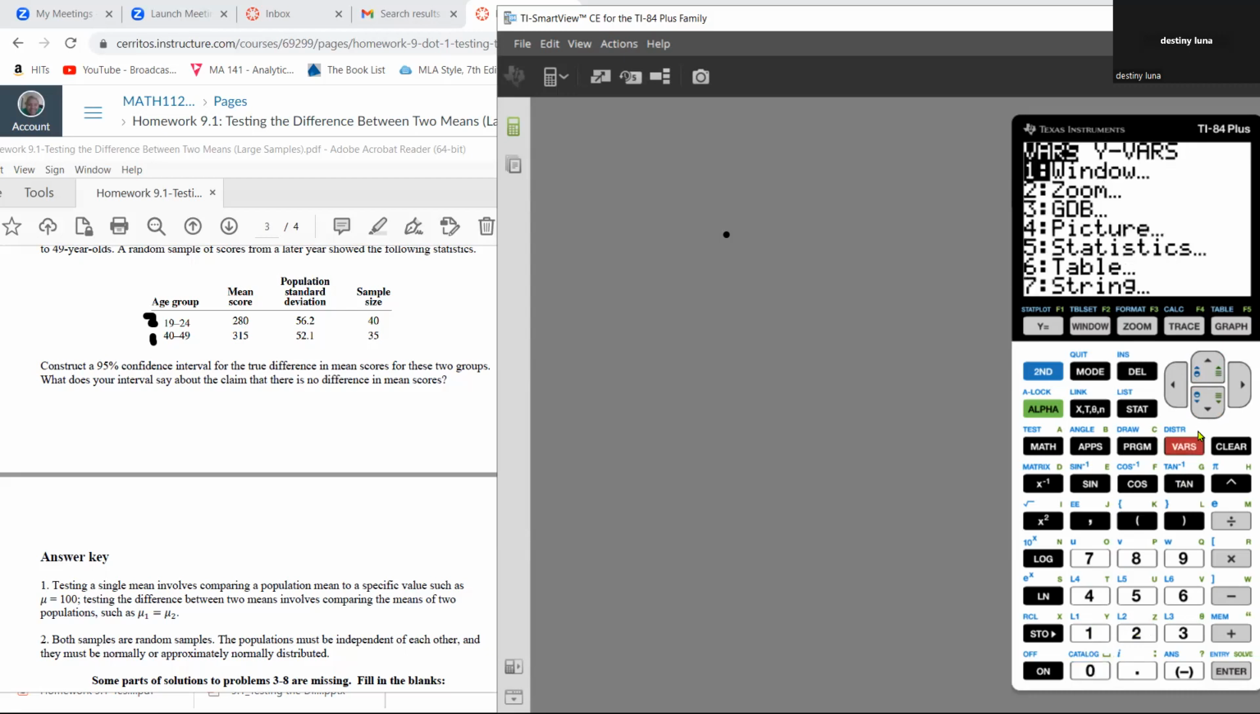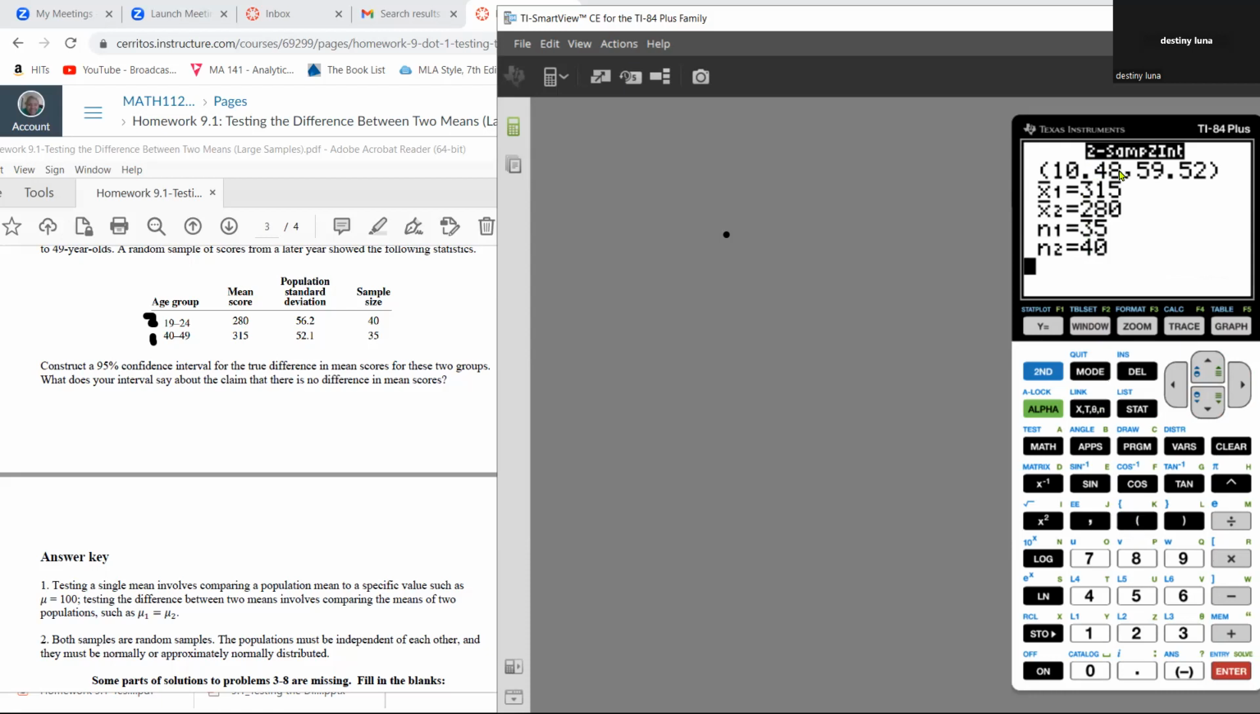Good. Now, oops. Apologies, folks. I hit the wrong key. Stats, test, 2-sample Z interval right here. Got all our numbers in there. Still running a 95. Calculate it one more time and something interesting happens. We get the same interval, but now the numbers are reversed and they're positive.